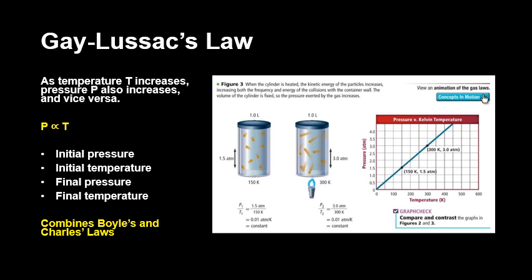Gay-Lussac's law combines Charles' and Boyle's laws by explaining the relationship between temperature and pressure, saying that pressure P and temperature T are directly proportional. As temperature T increases, pressure P also increases, and vice versa.